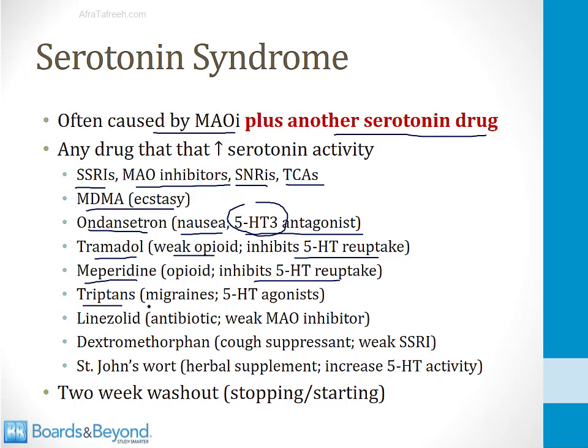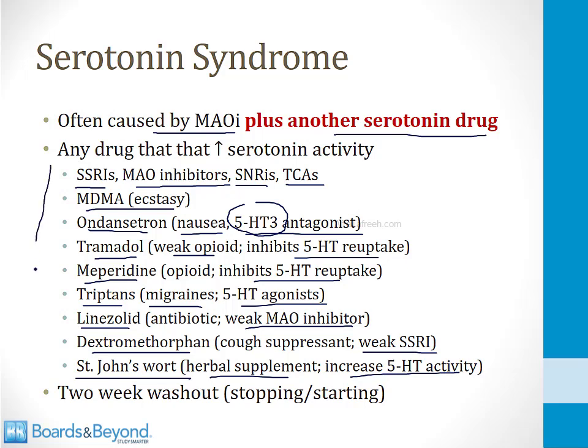Triptans are drugs used for migraine headaches. They are serotonin agonists. Linezolid is an antibiotic that I talk about in the infectious disease section, and it has weak MAO inhibitory activity. So if taken together with a MAO inhibitor, this could lead to the serotonin syndrome. Dextromethorphan is a cough suppressant, but it also works as a weak SSRI. And then finally, St. John's wort is an herbal supplement that some people take for depression. And the way that it works is by increasing serotonin activity, and therefore that can lead to the serotonin syndrome.